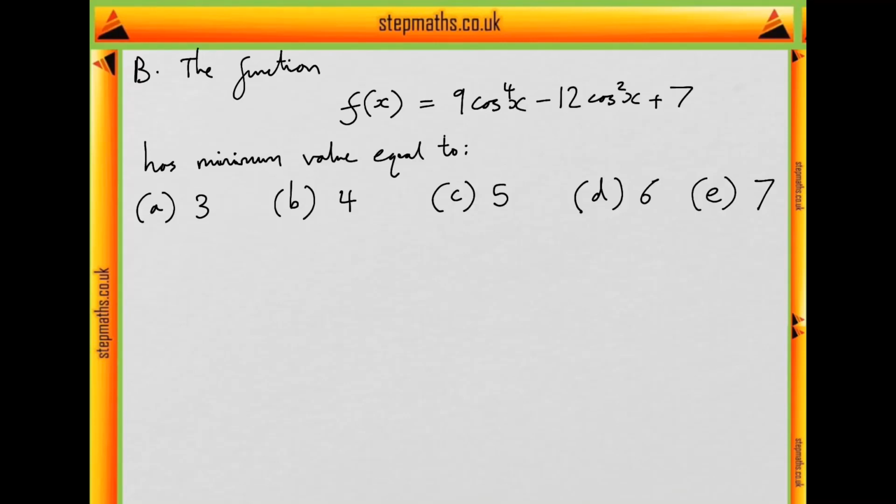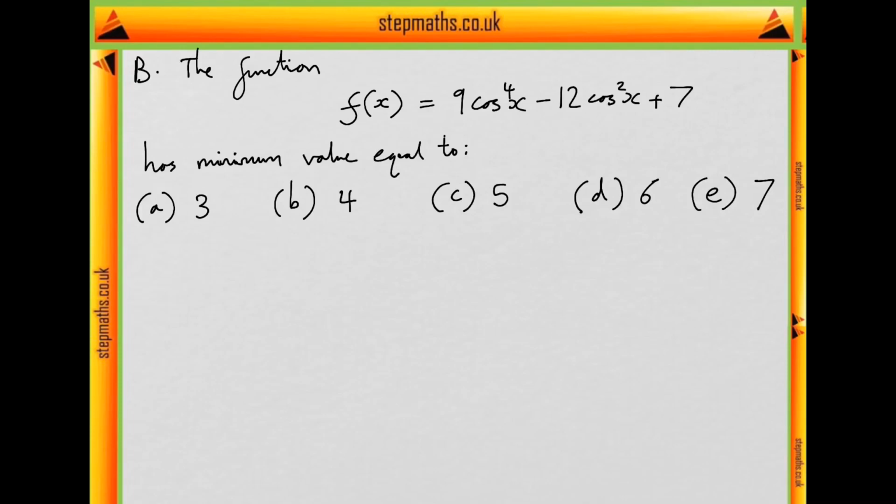Let's look at question B from the multiple choice in the MAT 2017. We're given another function now. Function f of x is 9 cos to the 4 x minus 12 cos squared x plus 7. And we're asked, what is the minimum value of this function?